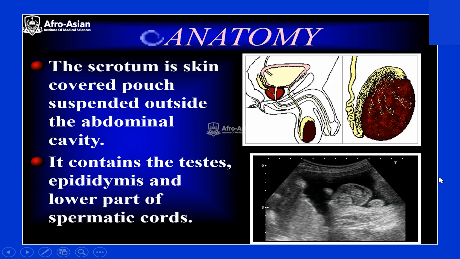Scrotum is a skin covered pouch suspended outside the abdominal cavity. It contains the testes, epididymis, and lower part of the spermatic cord.